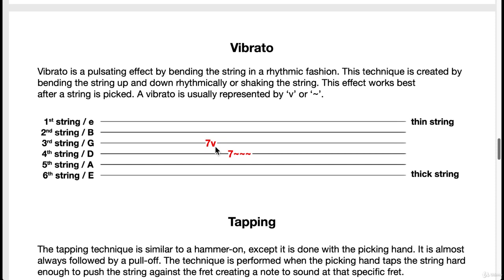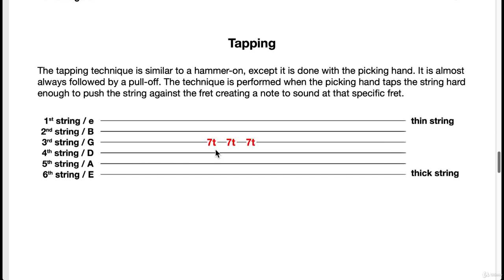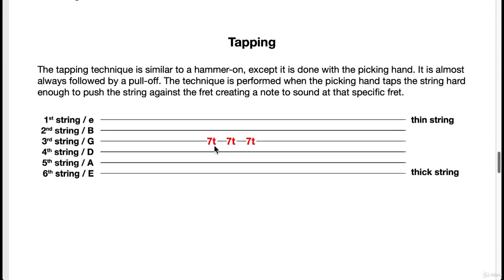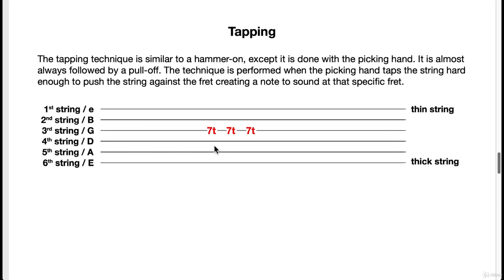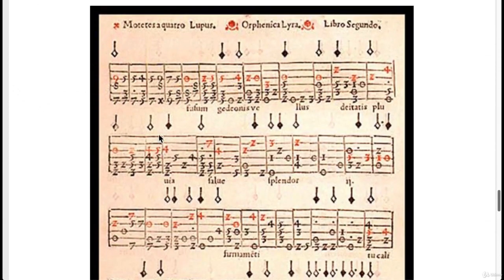Vibrato is represented by a V or some squiggly lines after a particular note. Tapping is similar to a hammer-on, except usually we're going to be using the right hand or the picking hand to do this, and you'll see it as a T. Sometimes it might say like RHT, or right hand tap. This is some old school tablature, if you will.